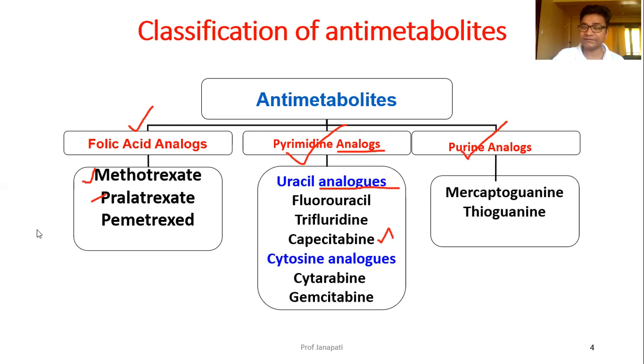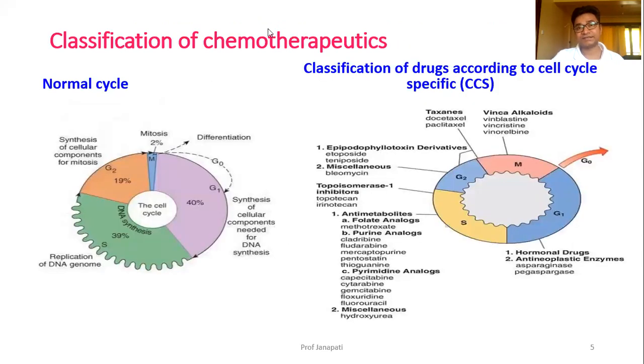How did we classify them? Based upon the mechanism of action, that is the metabolite or enzymes it is blocking, or by the structural similarities. Structural similarity is the same classification even for pharmacology or medicinal chemistry. Now, let us go on. These drugs, as I was telling you, are cell cycle specific.